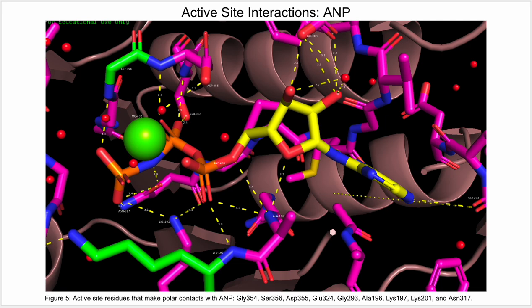Figure 5 shows the interactions with ANP, and the active site residues that interact with ANP are glycine 354, serine 356, aspartic acid 355, glutamic acid 324, glycine 293, alanine 196, lysine 197, lysine 201, and asparagine 317. We can see a salt bridge between lysine 201 and the ANP gamma phosphate oxygen.